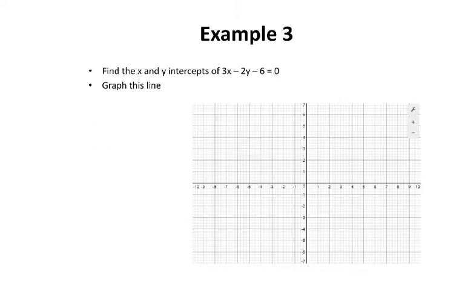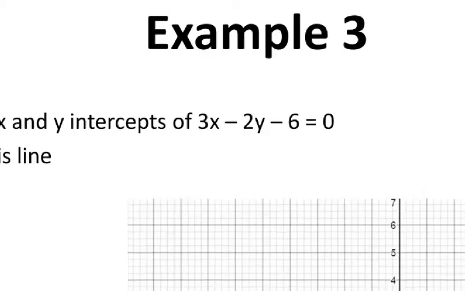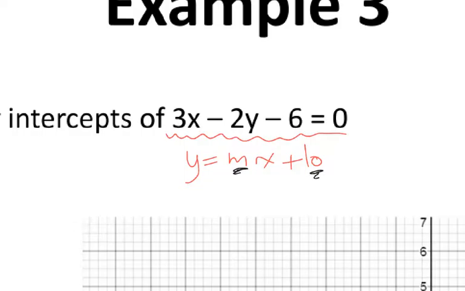In our third example, we want to find the x and y intercept of 3x minus 2y minus 6 equals 0, and we want to graph it afterwards. Before we begin, you'll notice something interesting about this equation. This equation is not in slope-intercept form. Remember, I told you slope-intercept form is the most useful form of a line because it tells you information such as the slope and the y-intercept, which means this line is in standard form.